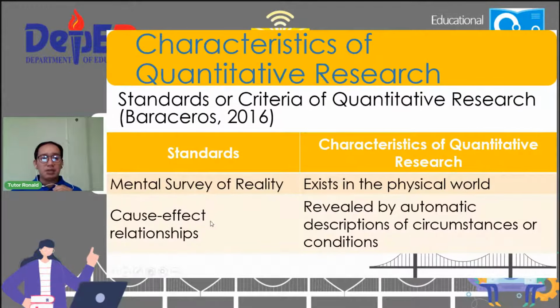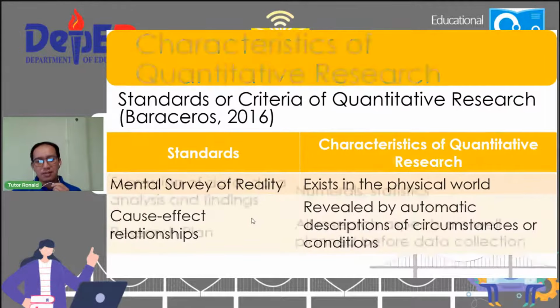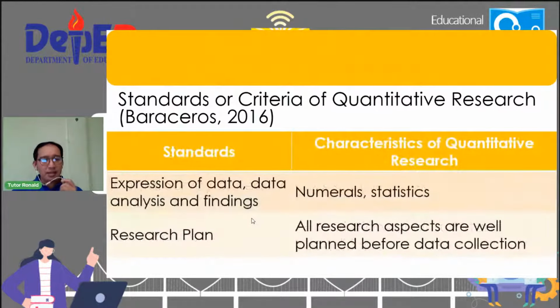Second standard is about the cause-effect relationships. Sa quantitative research, pinag-aaralan din po ang cause and effect relationships ng kabagay. So, ang tawag dito ay mga variables, no? Kung ano ang cause-effect relationships ng variables ng quantitative research. Medyo bibilisan ko lang po, baka maputol na naman po tayo. Sayang po ang pagkakataon.